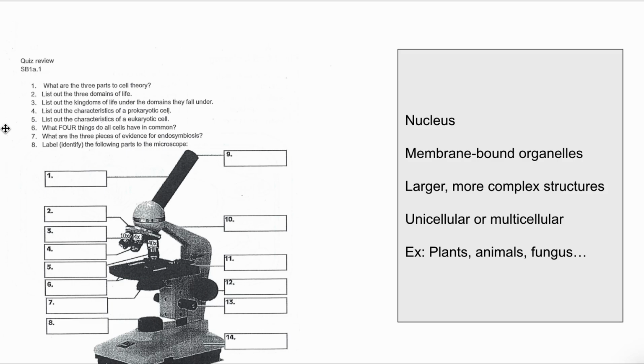Next, we're going to list out the characteristics of a eukaryotic cell. Eukaryotic cells have a nucleus. They have membrane-bound organelles. They are larger, more complex structures. They can be unicellular or multicellular, and some examples are plants, animals, and fungus.